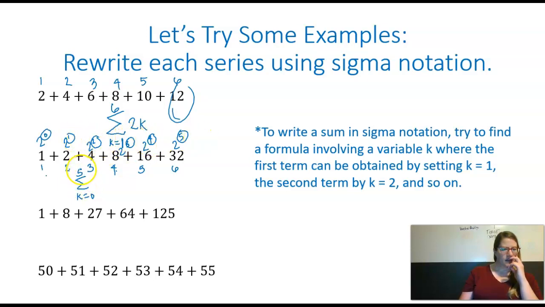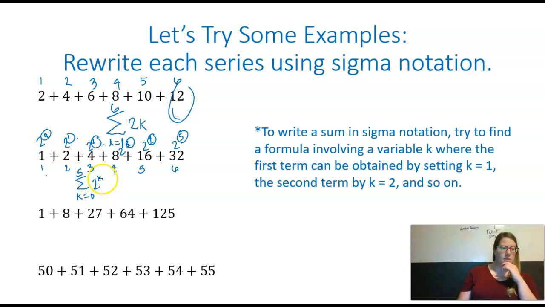Yeah, but it would be 5 because if I start at 0, I would need to go to 5, not 6, right? 0, 1, 2, 3, 4, 5. So instead of starting at 1 like I was originally thinking, we're going to start at 0. You could still start at 1. In order to do that, we're going to be doing 2 to the k power here.